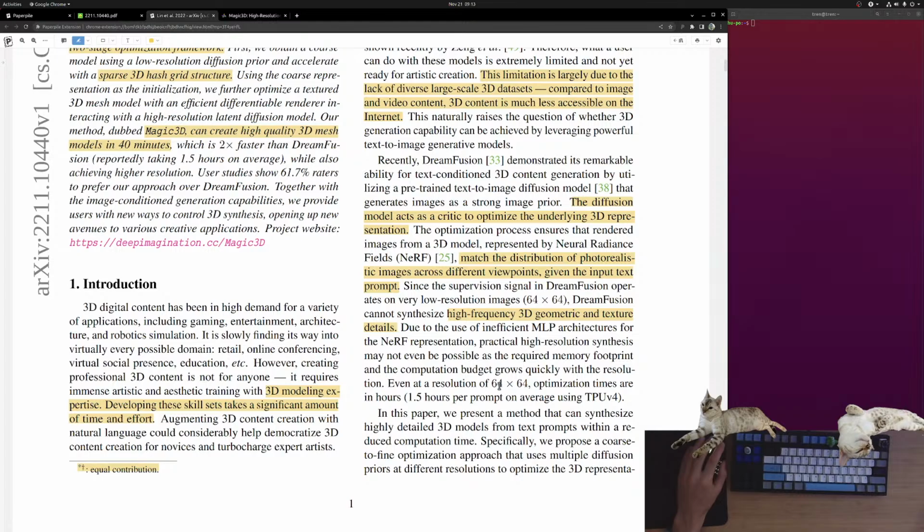Okay, so here they say that even at their low resolution of 64 by 64, generating one model takes 1.5 hours.